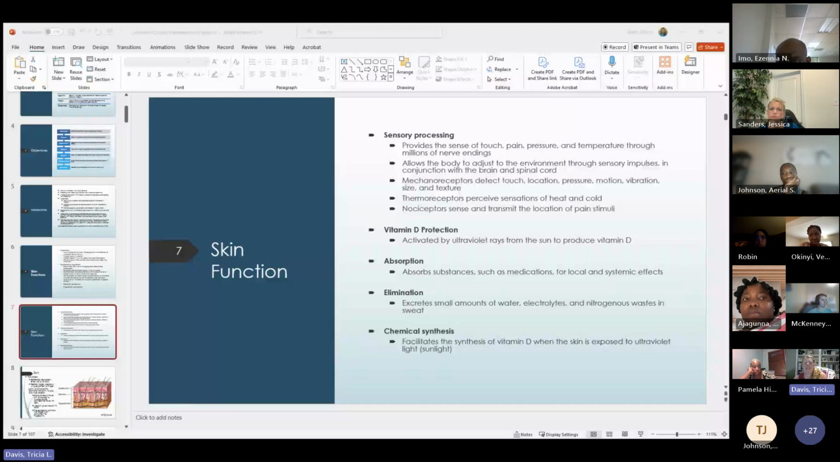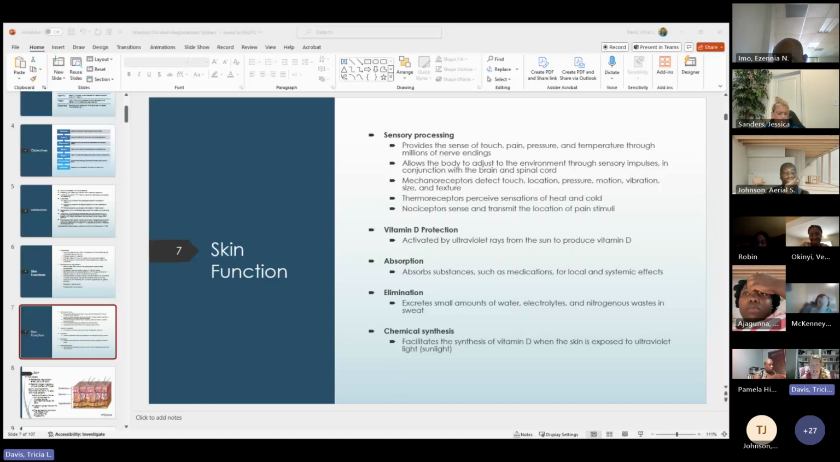We know that our skin serves for vitamin D production as well. So whenever we're in the sun, it's going to cause our body to be able to produce vitamin D. It helps with absorption. So if we're thinking about local and systemic effects, any type of topical medication that we put on the skin, things like that. And then it also plays a role in elimination. So thinking about when we're sweating, in order to keep us from being overheated and things like that, we'll start to sweat.